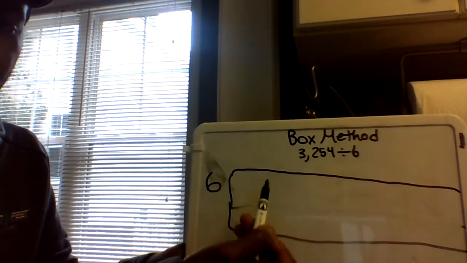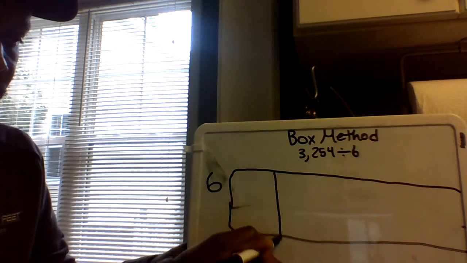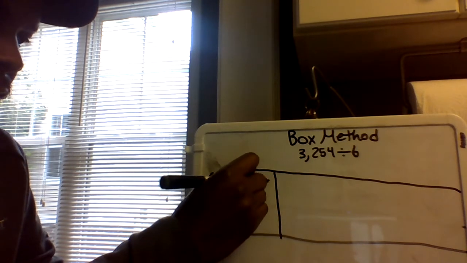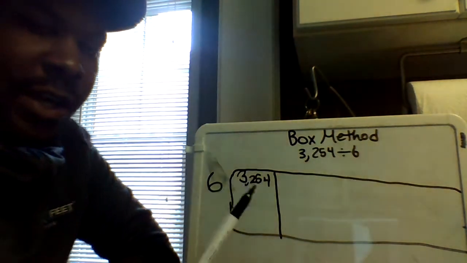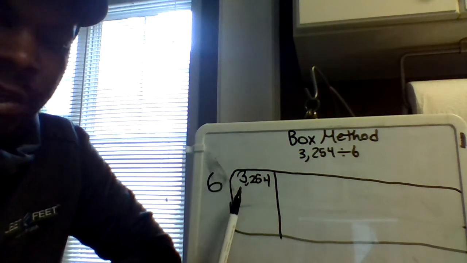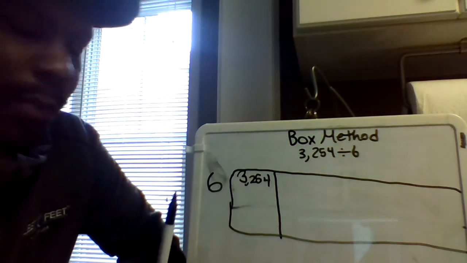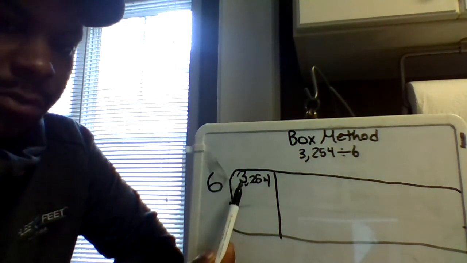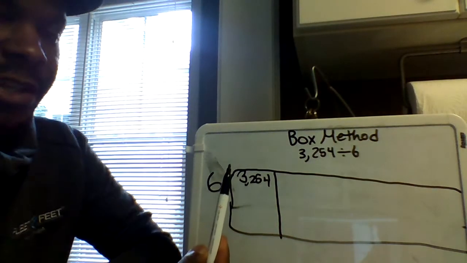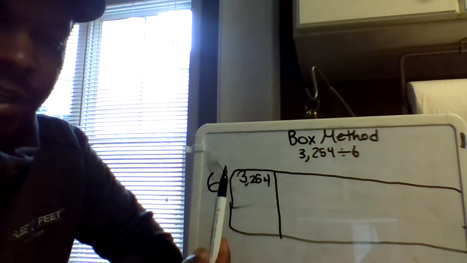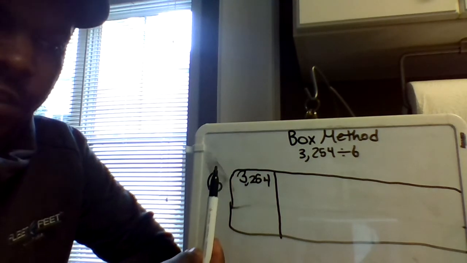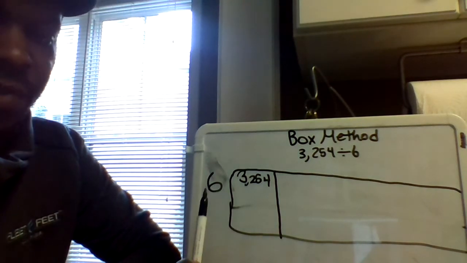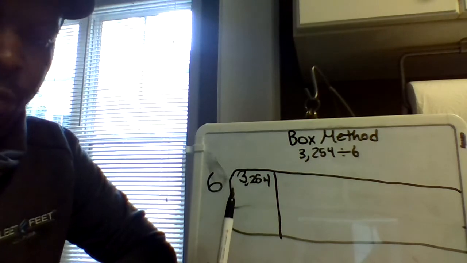And so what I'm going to put in my first box right here is 3,254. So 3, 2, 5, 4. Now, I need to see how many times I know that 6 will go into 3,254. Well, I might not know that off the top of my head, but I could estimate this number to 3,000. And I know that 6 times 5 is 30. So if I do 6 times 50, that's 300. And then if I do 6 times 500, that's 3,000.